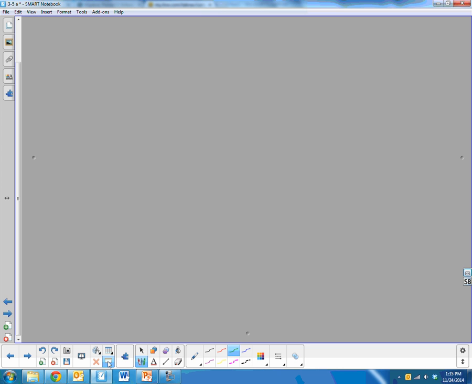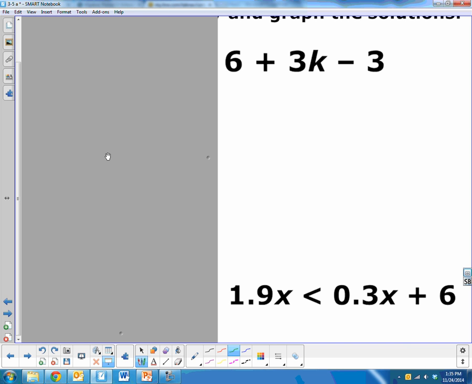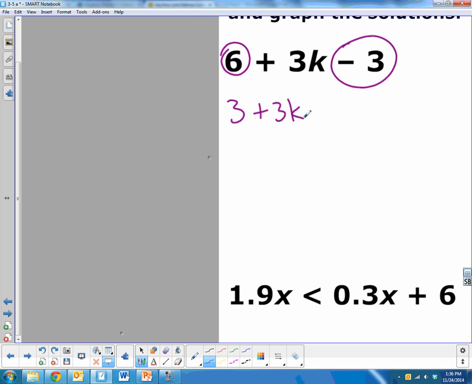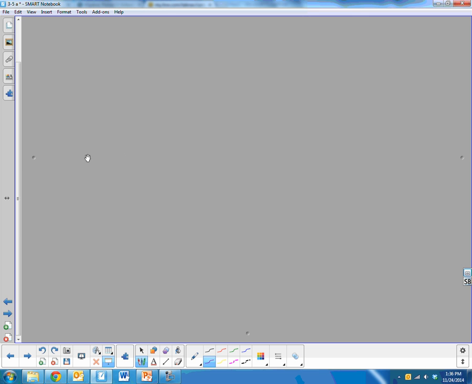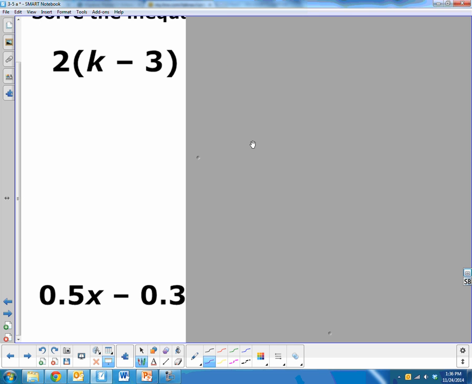You want to look at both sides of the inequality and see what you can combine together. So I've got 6 plus 3k minus 3. I can combine some like terms here. 6 minus 3 is going to give me 3 plus 3k. I can simplify this side by distributing through the parentheses.